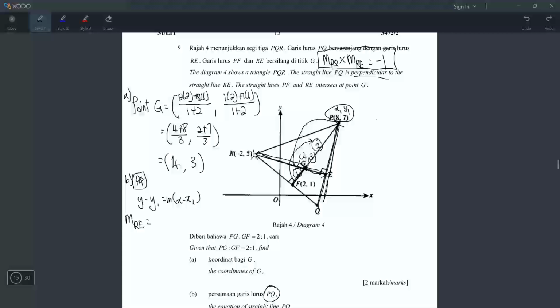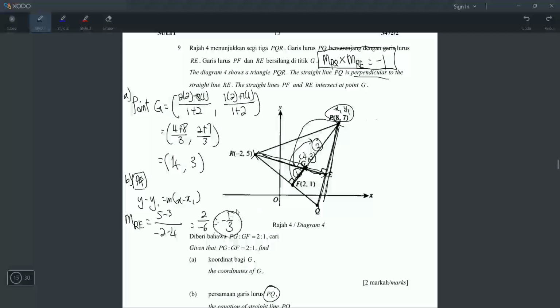So if they are segaris, it means the gradient of RG is the same as the gradient of GE and also the gradient of RE. I repeat one more time, the gradient of RG and GE and RE, they are the same because they are collinear. So even if you potong this line and put it beside here, they will be parallel because they belong to the same garisan. They are the same straight line. So to find the gradient of RE, you can use point R and point G. The formula will be y minus y, so 5 minus 3 over negative 2 minus 4. And then for this, you will get 2 over negative 6, which is negative 1 over 3.